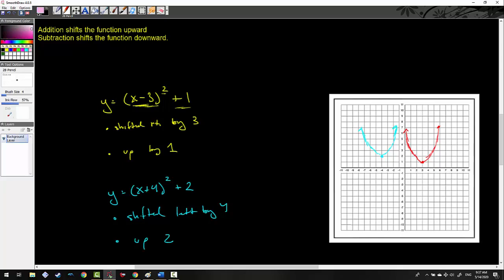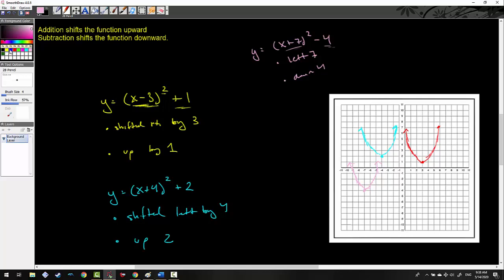Again, another example here. I can say y equals x plus 7 squared minus 4. Well, what does that tell me? There's a plus 7 before the function happens. It's to the left by 7. There's a minus 4 on the outside after the function happens. It's going to be down by 4. And I can go ahead and draw that in. So left 7, down by 4, right here. And it's going to grow up like this.